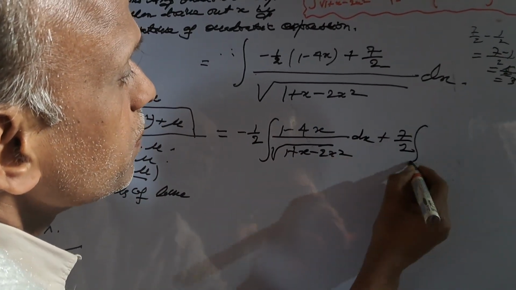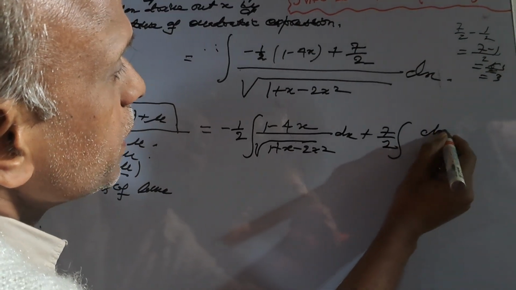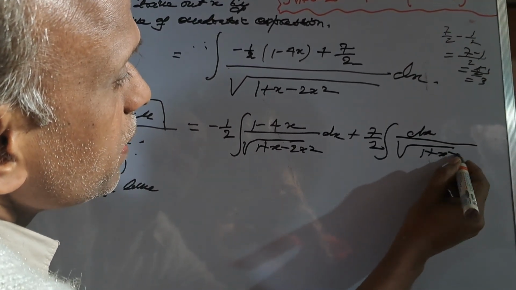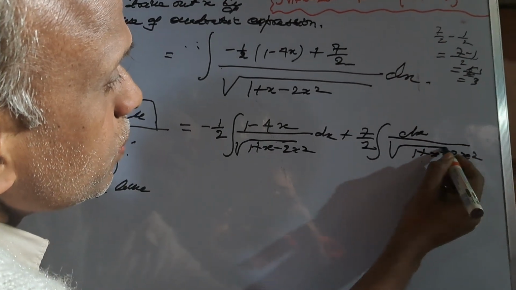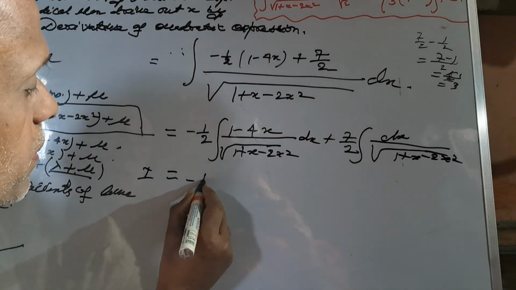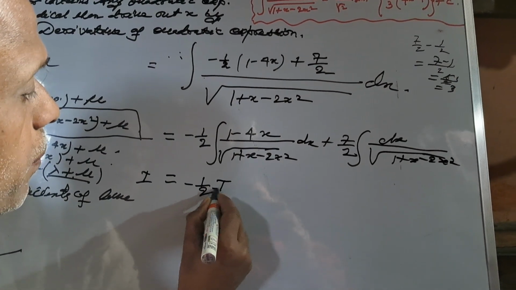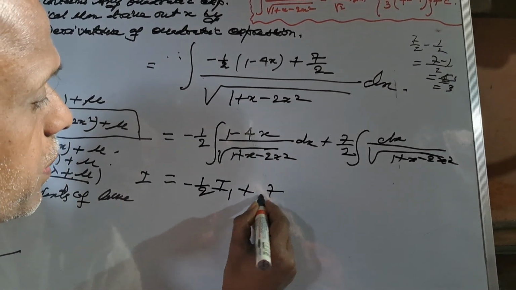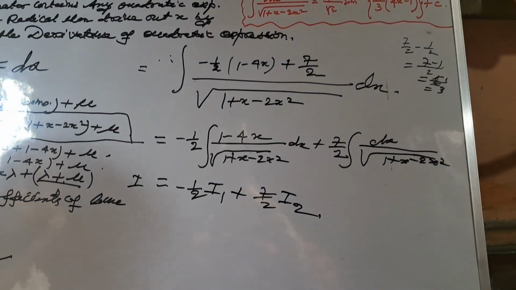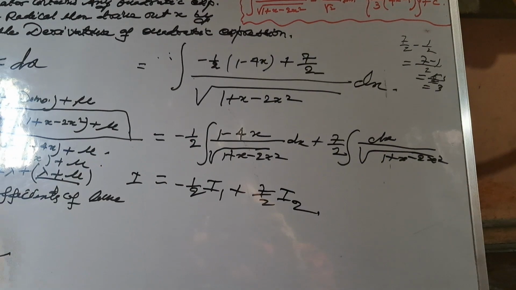I will take out of the integral, and this is dx divided by under root 1 plus x minus 2x square. So this becomes two integrals here. I becomes minus 1 by 2 I1 plus 7 by 2 I2. So I will evaluate I1 and I2 separately.